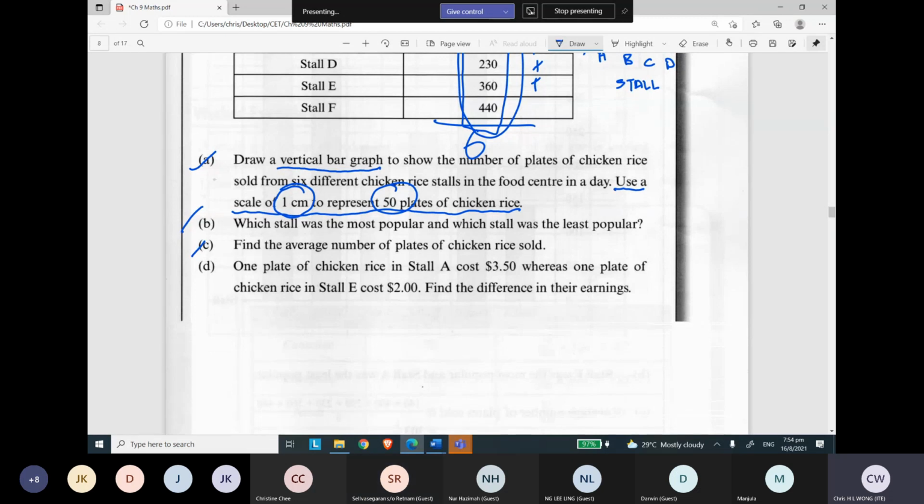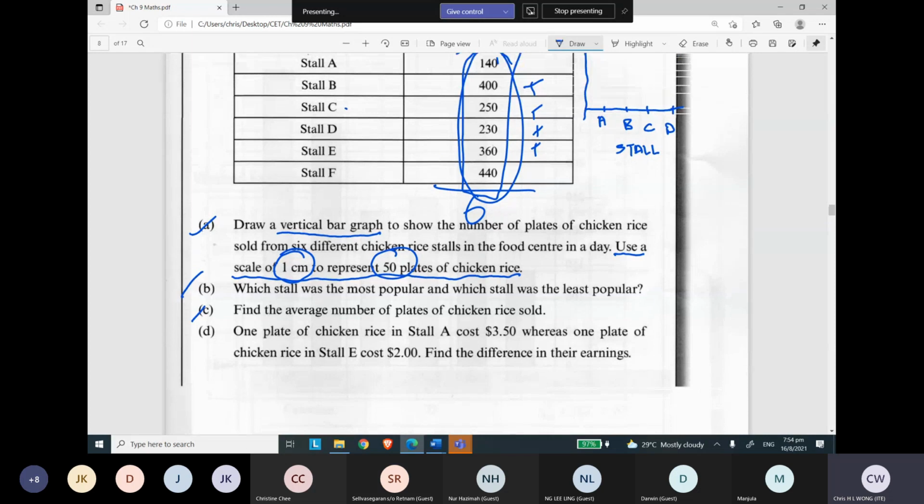One plate of chicken rice in store A costs $3.50, whereas one plate of chicken rice in store B costs $2. Find the difference in earning. Okay, what do you do? How much do they earn? So how do you do this?